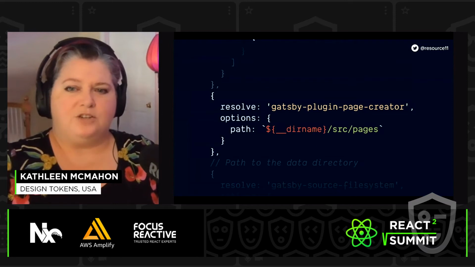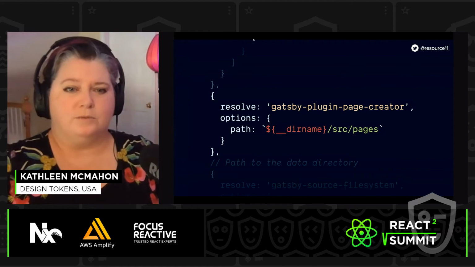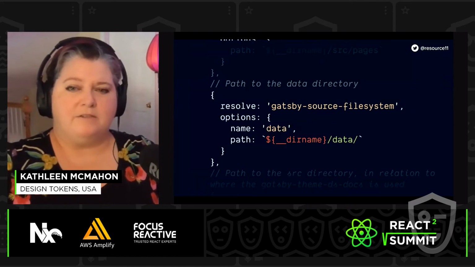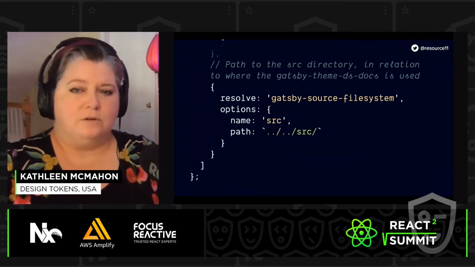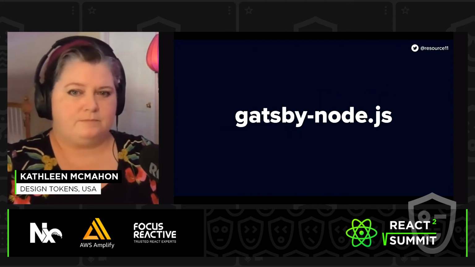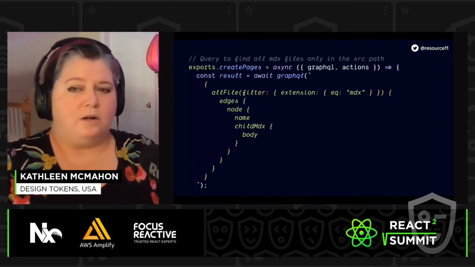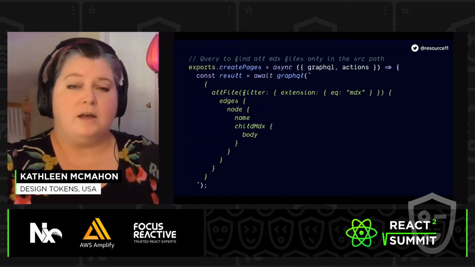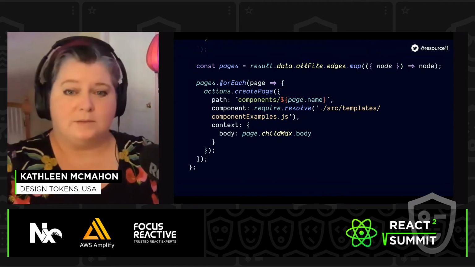Gatsby plugin page creator to create pages from the source pages folder. And Gatsby plugin file system so we could pull in our data file and point Gatsby to the folder where all our component MDX files lived. In the Gatsby node file, we added a GraphQL query to find the component MDX content and a create page action to generate routes and pages for the component docs.